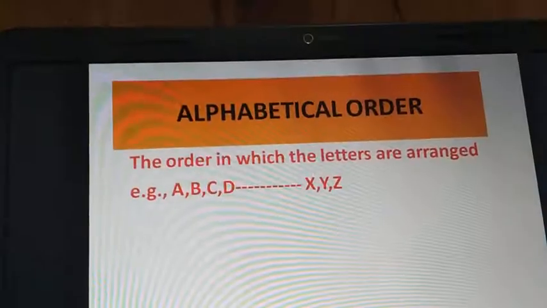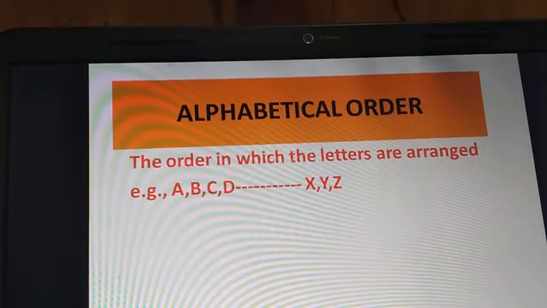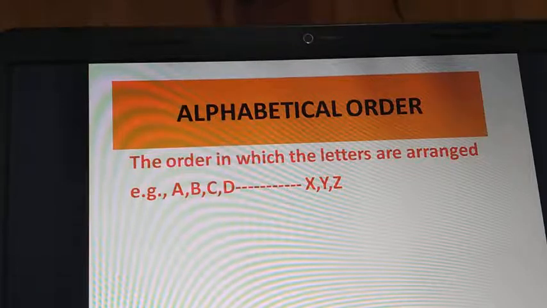Now, a very important question is, if we are given a list of words, and we are asked to arrange these words in alphabetical order, how can we do that? Actually, there is a set of some rules which we have to follow. If we are given a series of 4-5 words, and we are asked to arrange them in alphabetical order, how will we do this? There are definite rules that we have to follow.